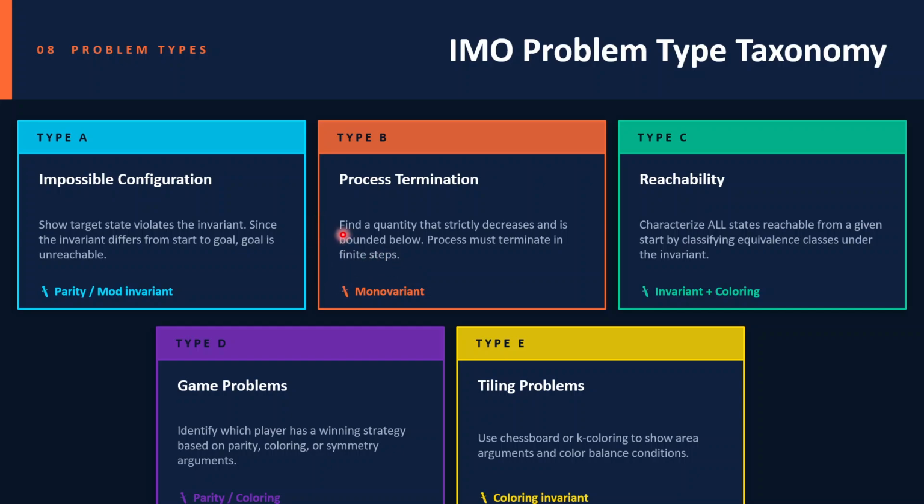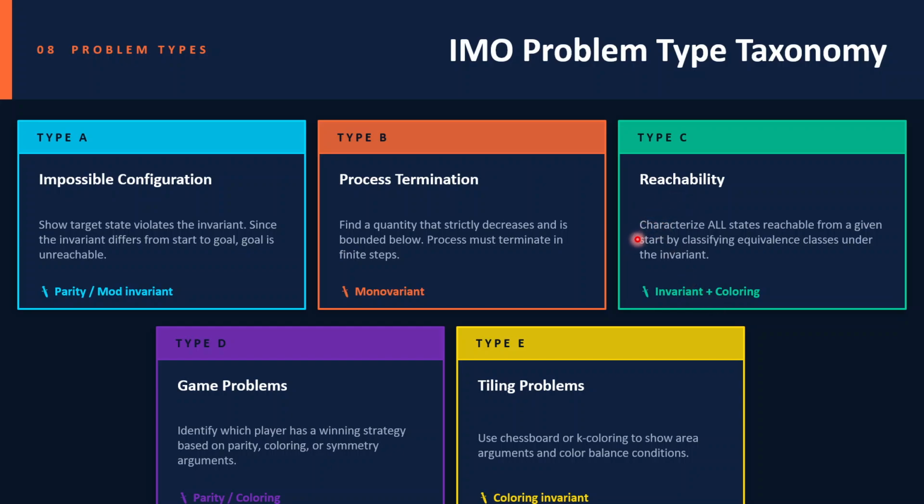Okay, find a quantity that strictly decreases and is bounded below. The process must terminate in finite steps. It can't go to infinity, let's say if n tends to infinity. The gap decreases and decreases and decreases until the limits are approximately, I mean, the two quantities are approximately equal, so that the limits are the same. Isn't it interesting? Now we have invariant plus coloring.